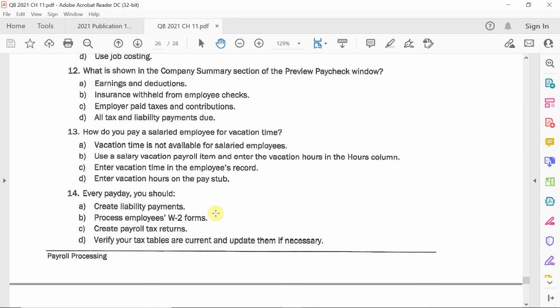Process employees' W-2 forms. Again, usually that happens at the end of the year or whenever tax season is around. So usually you should get your W-2 forms at the beginning of the year in January. Okay. And then create payroll tax returns. Again, payroll tax returns, depending on what your company is, whether it's on a fiscal year or annual year, it will determine when you need to process that, but that is every year. Okay, not every payday. All right.